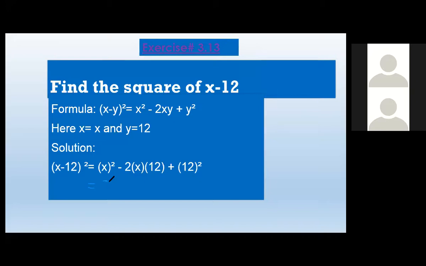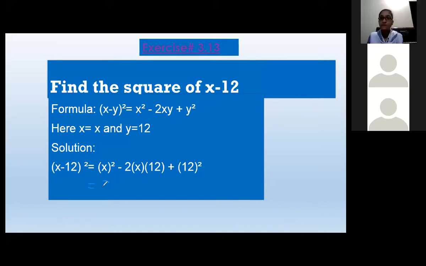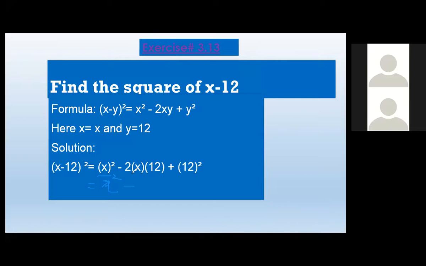Are you solving it with me? First term is x minus 12, x minus 12. Oh, X square. Okay. First term is x square. Then what about the second? Minus 2x. Minus 2x.